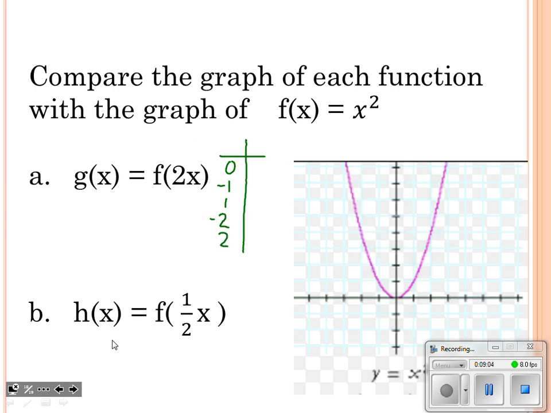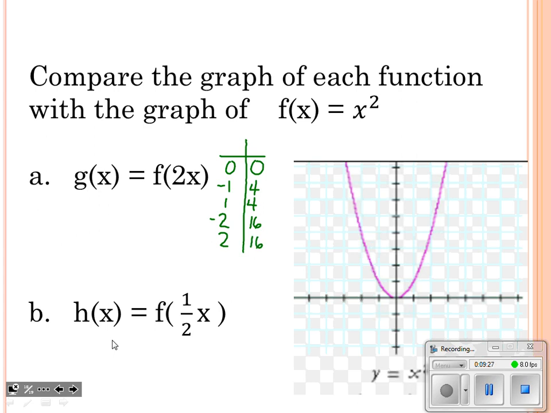I'm going to stick with those same 5 inputs that we've been looking at. And if we plug them into here, we're going to have 0. And if I have negative 1 in there, we're going to have 4. Positive 1 is 4. 2 is 16. And negative 2 is 16.